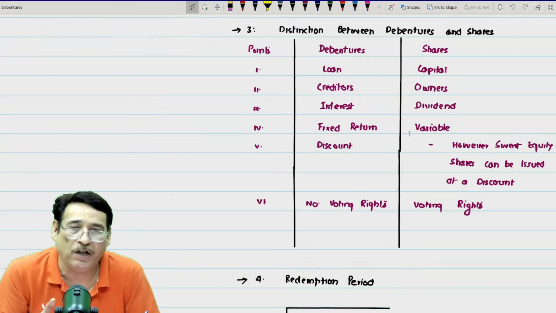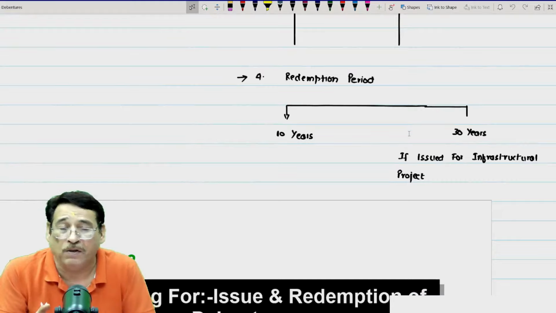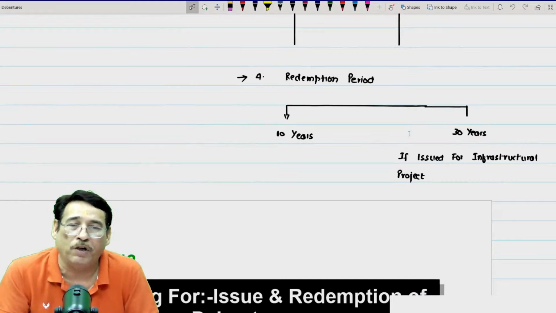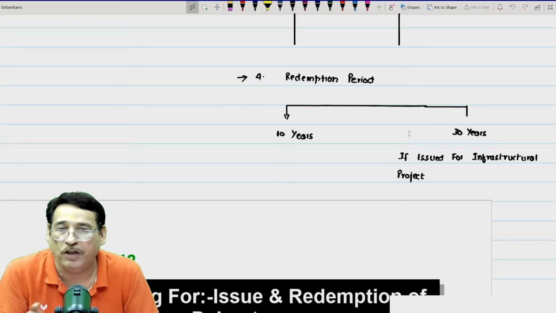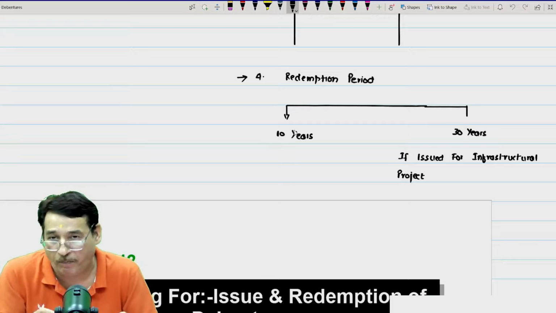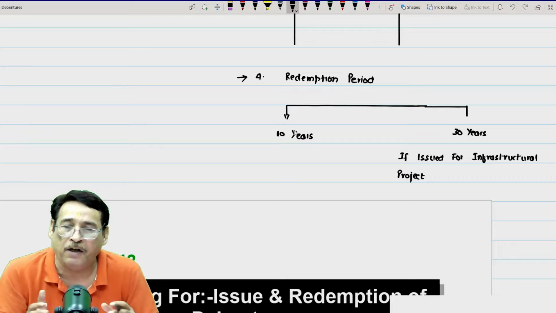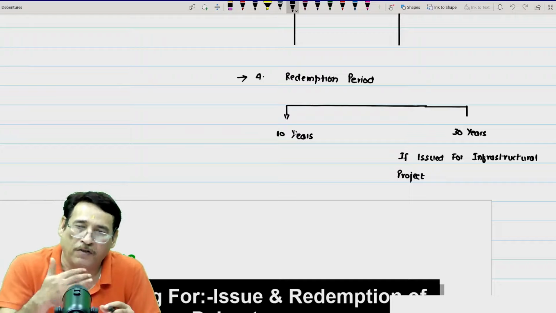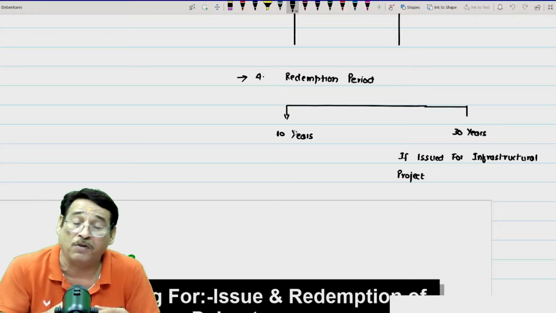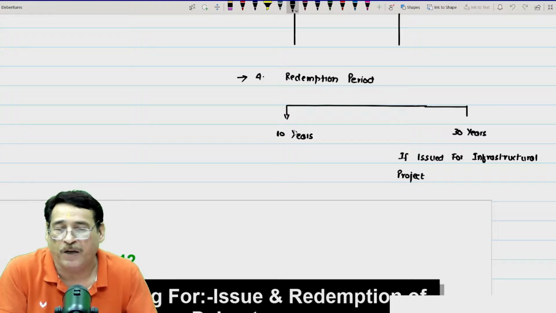Further, a debenture disadvantage is that they don't have any voting rights, whereas shareholders have the voting rights. Further, as a student of commerce and professional course, you need to know the maximum redemption period. In case of debenture, it is mandatory upon the company to redeem the debenture within a maximum period of 10 years. That's a different matter. A company may actually redeem the debenture within a period of say 3 years or 4 years, but the maximum period should be 10 years. However, again, there is a rider, there is a condition, there is an exception. If the debentures have been issued for infrastructural projects, for example, construction of dams, construction of roads, construction of big projects, in that particular case, the redemption period is 30 years. Maximum period is 30 years.